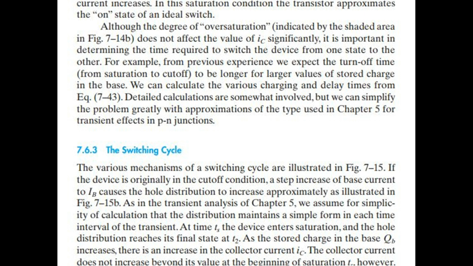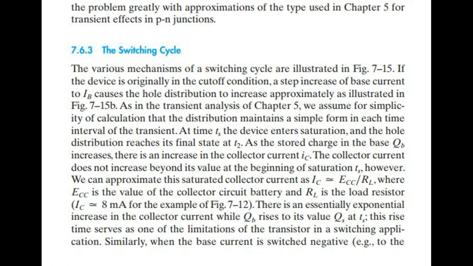As the stored charge in the base QB increases, there is an increase in the collector current IC. The collector current does not increase beyond its value at the beginning of saturation Ts, however. We can approximate this saturated collector current as IC equal ECC/RL, where ECC is the value of the collector circuit battery and RL is the load resistor. IC equals 8 mA for the example of Fig 7.12. There is an essentially exponential increase in the collector current while QB rises to its value Qs at Ts. This rise time serves as one of the limitations of the transistor in a switching application.